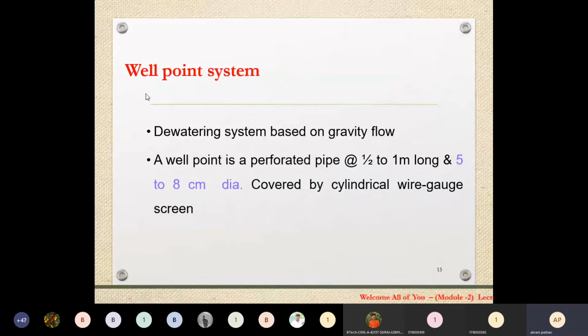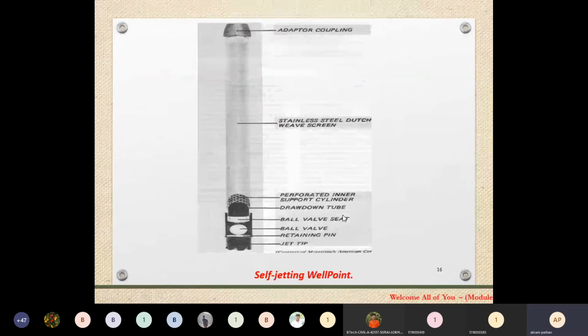Then in the case of well point systems, we saw in the last lectures the suction pipe, which is half to 1 meter long and 5 to 8 centimeter in diameter, which is lowered in the water where the larger volume will come, and then this is the structure for the sump pipe. Okay, at the base of this particular sump pipe there is a foot valve with a strainer, and at the uppermost portion there is an adapter coupling. So this is a simple construction feature of the sump pipe.